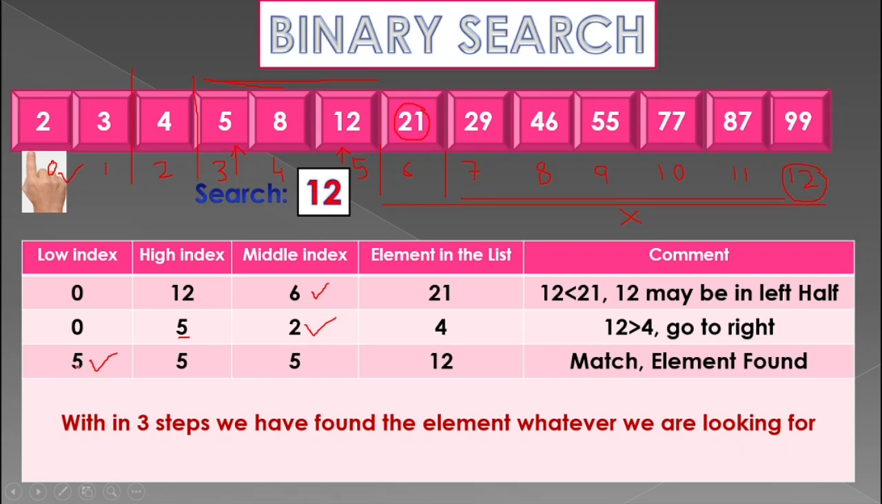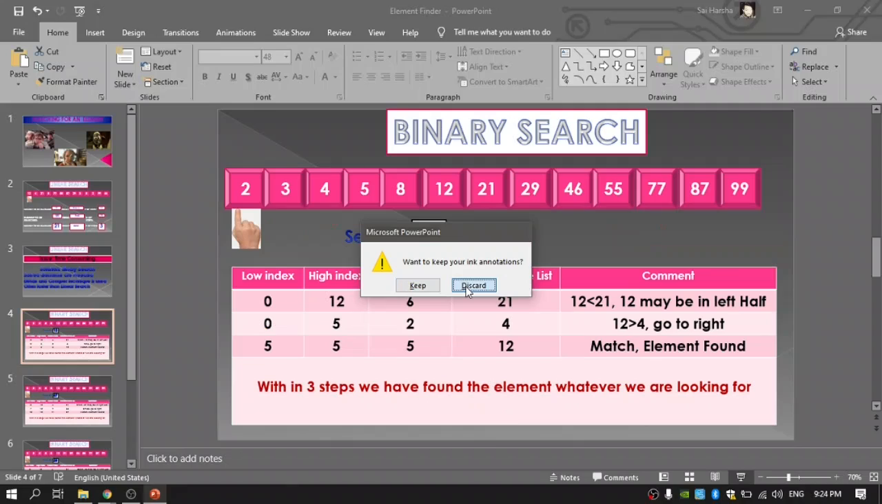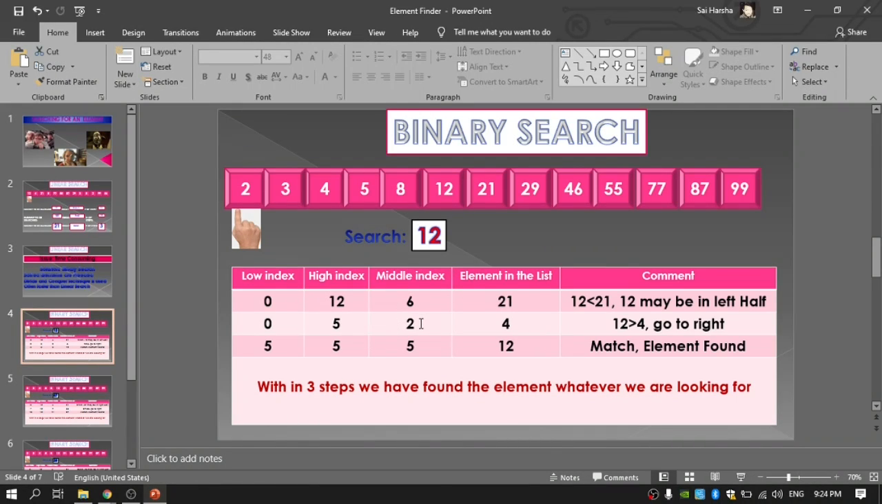There's a typo here, let me correct it. Whenever 12 is greater than the mid value, low becomes mid plus 1. So what is 3 plus 5? 3 plus 5 is 8. 8 by 2 is 4. Okay, mid value is 4.